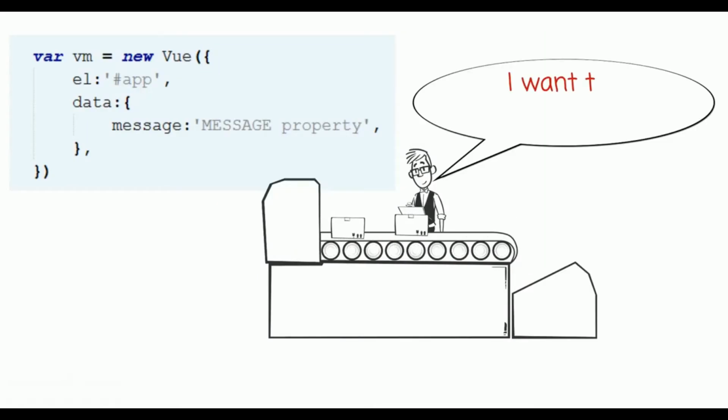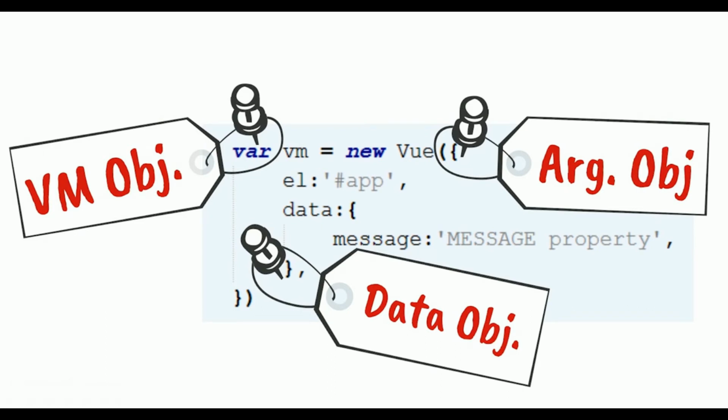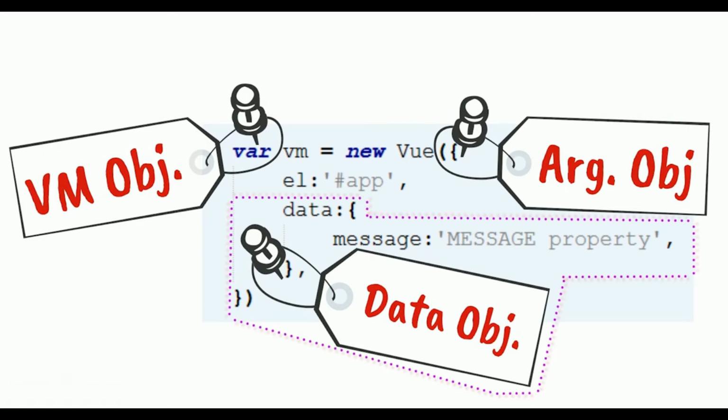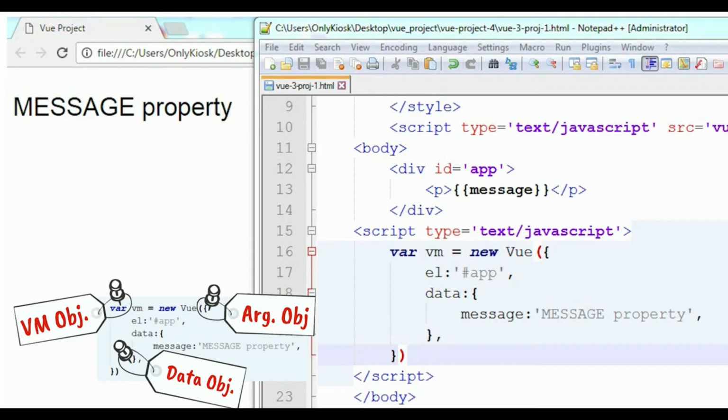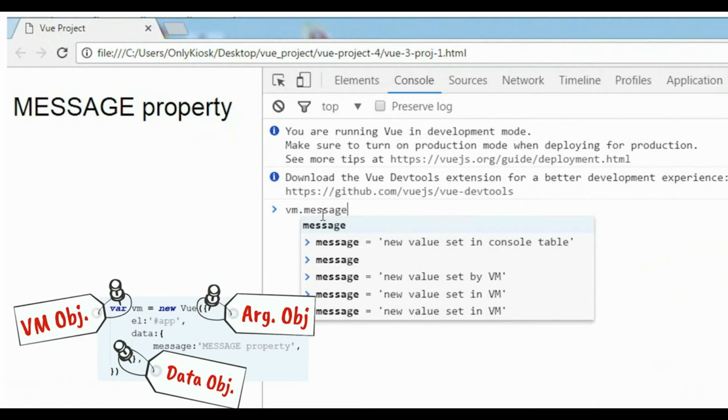Let's say we want to output the value of the message property. What should we do? Take a close look at the program. The message property does not belong to the VM object. It belongs to the data object. So, according to our previous OOP knowledge, if we connect message to VM, we will not get anything, because VM is not the correct object name.